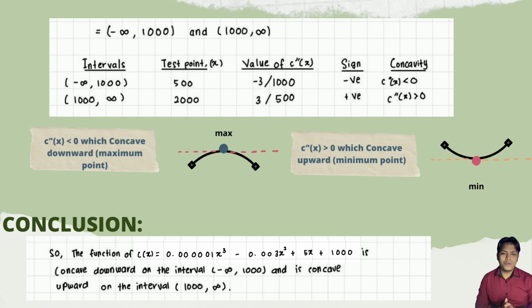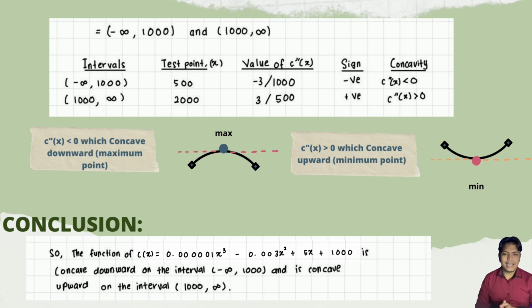For the interval negative infinity to 1000, we put 500 as a test point, then substitute it into the function, and we will get negative 3 over 1000. Obviously, the sign is negative. For the second interval, 1000 to infinity, we test using test point 2000, and we will get the value 3 over 500, and the sign is positive.